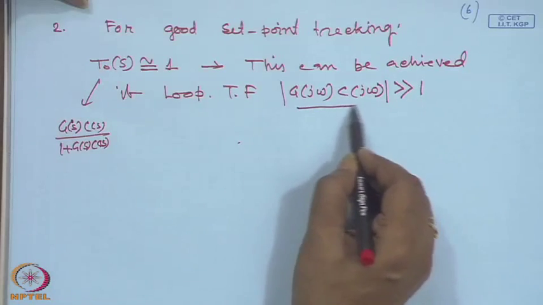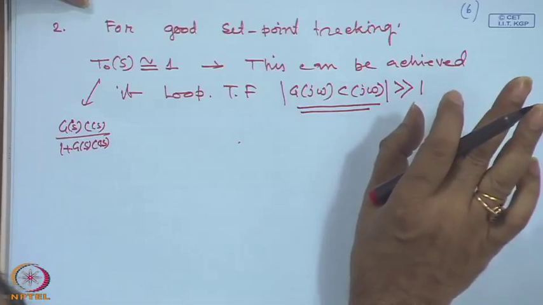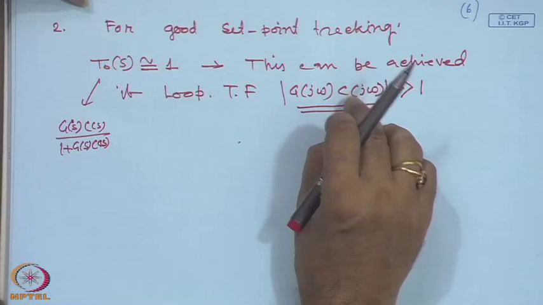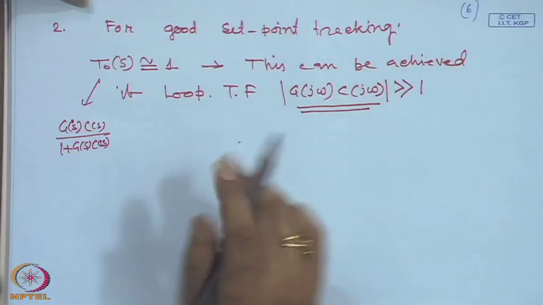If the loop transformation is high at low frequency, and that is possible since the plant is stable and a strictly proper transformation, agree, at low frequency region the value of G is high, and also we design a controller C of S that way, as a strictly proper transformation, and also the magnitude of C of j omega at low frequency is very high. The product will be very high at low frequency.